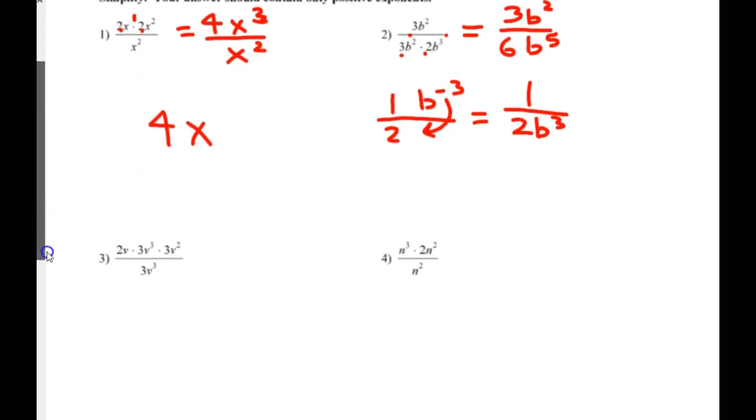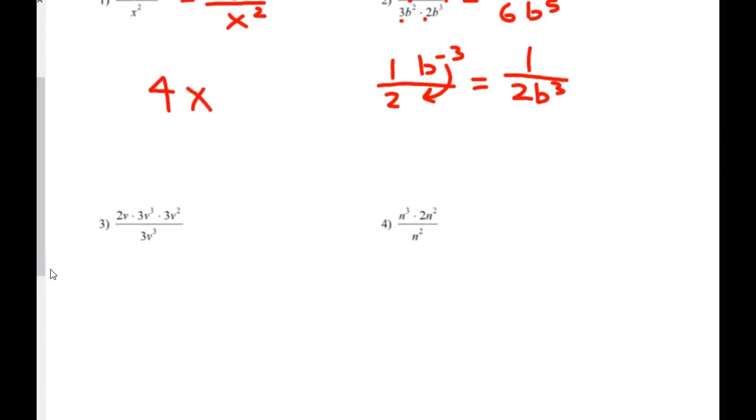Alright. Alright, on top, let's simplify. 2 times 3 times 3, 18. Add these up. So we got 1 plus 3 plus 2, 3 to the 6. And then 3b cubed on the bottom. Let's reduce. 18 divided by 3 is 6. And 6 minus 3 is b to the 3rd power.